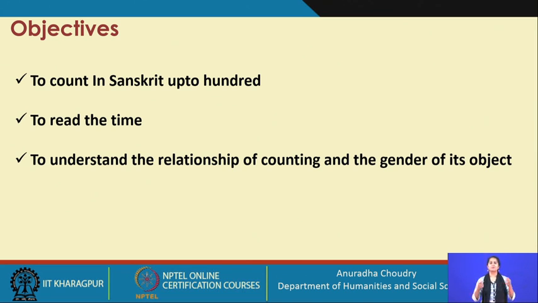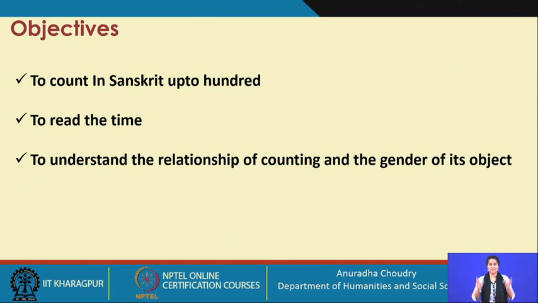Like you learn counting in any other language, let's do it in Hindi. It's 1, 2, 3, 4, 5, 6, 7, 8, 9, 10. In Bengali it would be 1, 2, 3, 4, 5, 6, 7, 8, 9, 10. In Tamil it's completely different. 1, 2, 3, 4, 5, 6, 7, 8, 9, 10. So I'll try to give you a little bit of the sounds of the counting in different languages. So let's see what it sounds like in Sanskrit.